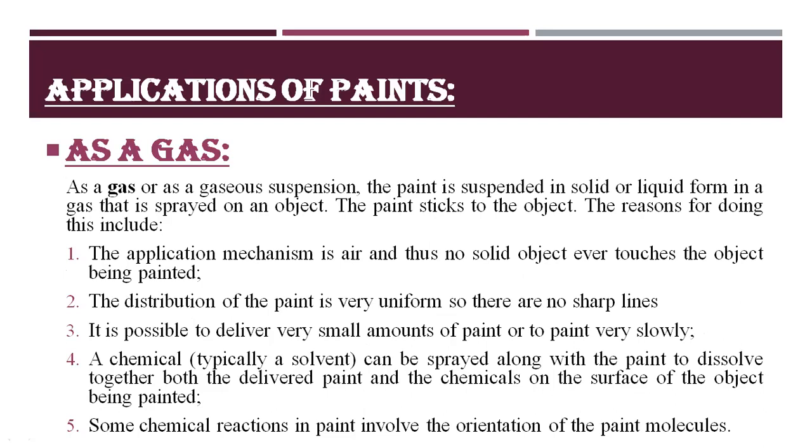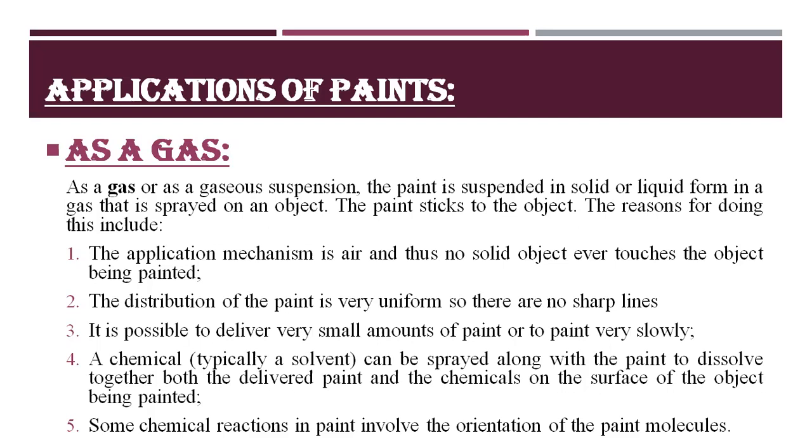Applications of paints as a gas. As a gas or as a gaseous suspension, the paint is suspended in liquid or solid form in a gas that is sprayed on an object. The paint sticks to the object. The reasons for doing this include the application mechanism is air, and thus no solid object ever touches the object being painted. The distribution of the paint is very uniform, so there are no sharp lines.